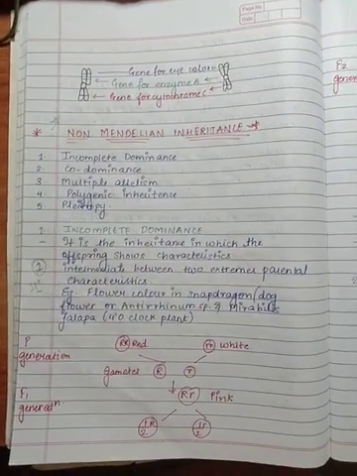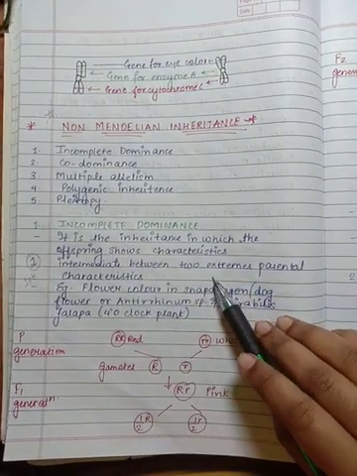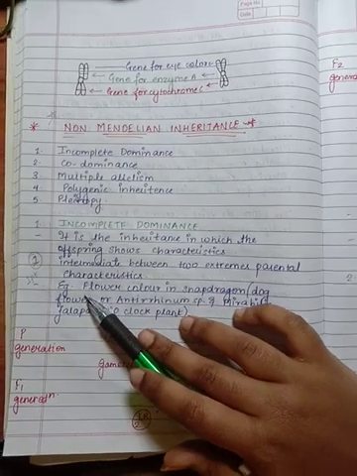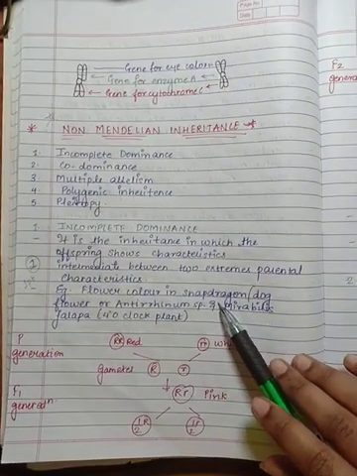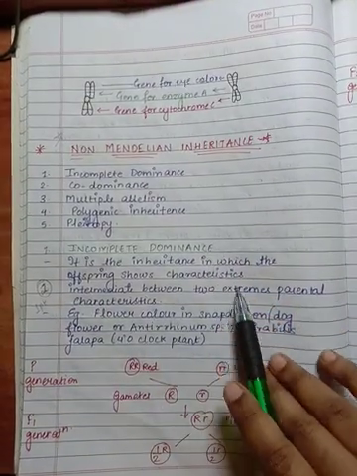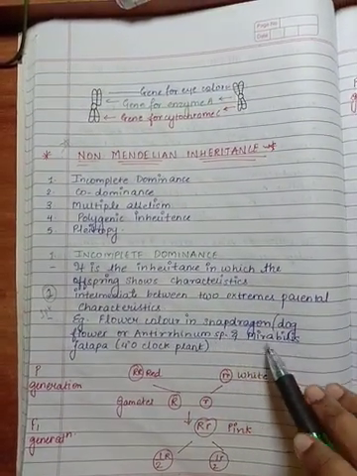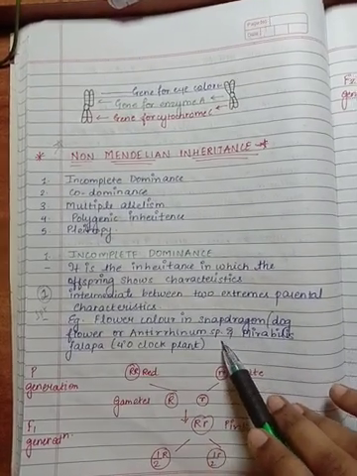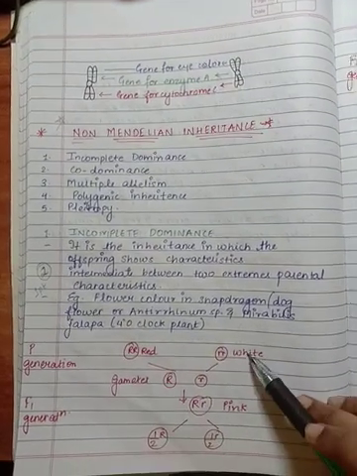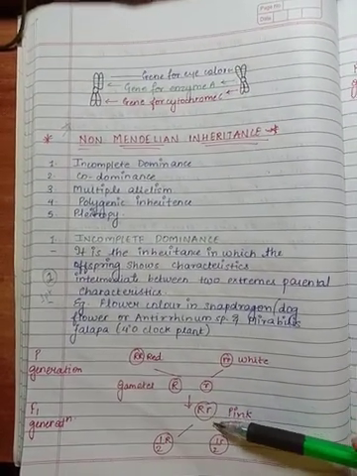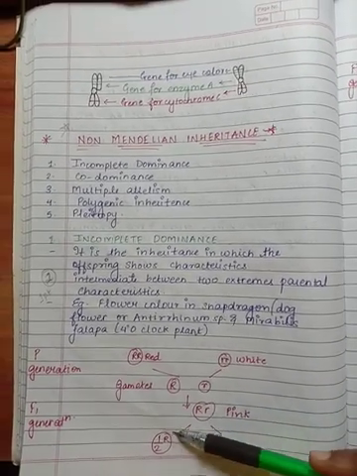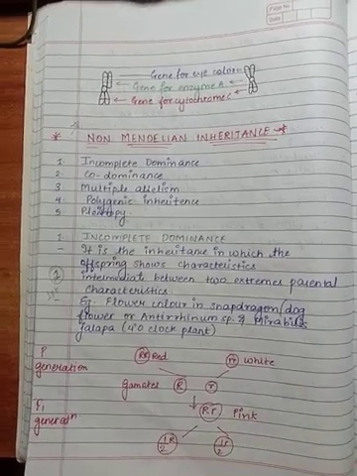Okay, now we come to non-Mendelian inheritance. The first one is incomplete dominance. Incomplete dominance is the inheritance in which the offspring shows characteristics intermediate between the two extreme parental characters. Example: flower color in snapdragon, dog flower or Antirrhinum species, and Mirabilis jalapa, the four o'clock plant. Now we take the gametes and when we do the cross we get capital R, small r, pink color, that is half capital R, half small r.